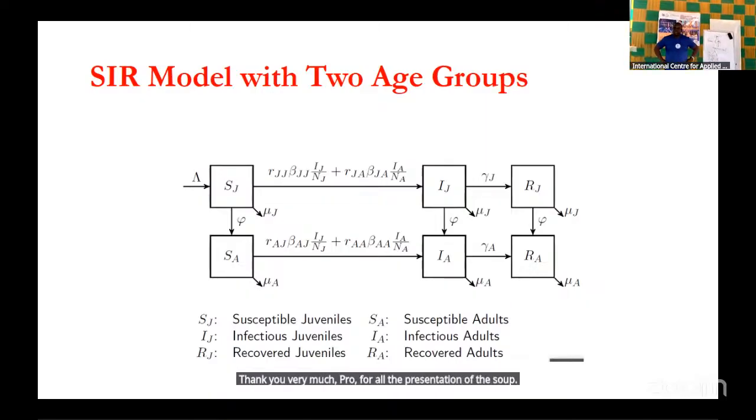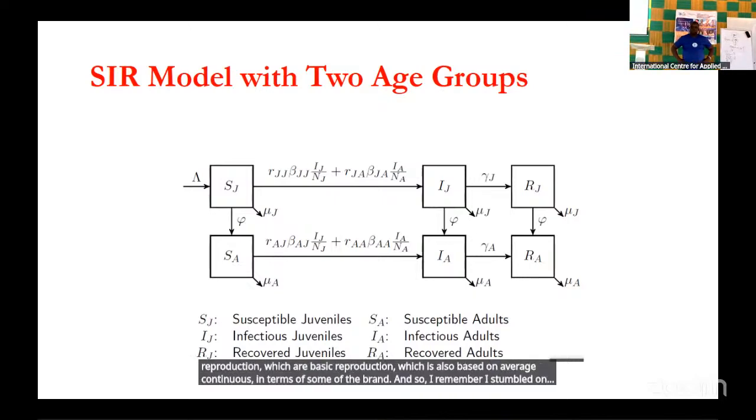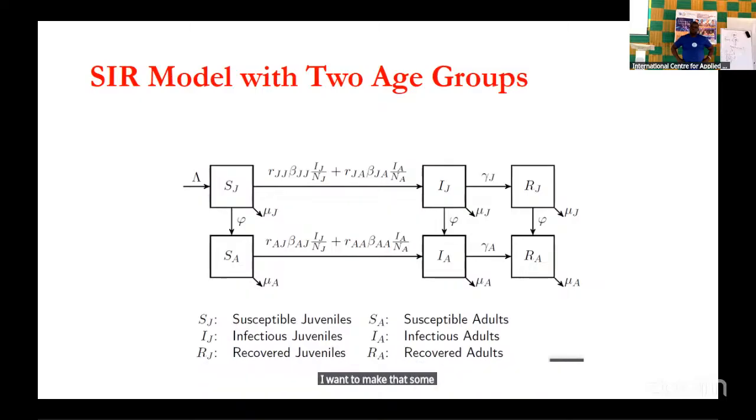On the presentation about host heterogeneity, which you talked about, considering infectious transfers, that is, the infectiousness of individuals will be different. Then, recalling our definition of the basic reproduction number, which is also based on average quantities in terms of some of the parameters. I remember I stumbled on a concept called individual reproduction numbers, to say that it's not averaging the population based on the quantity they have.